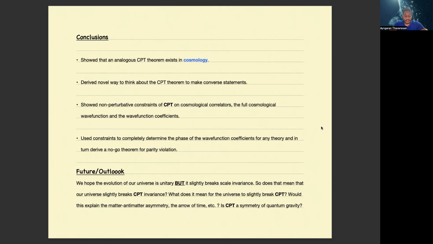And another question this leaves us with is CPT asymmetry of quantum gravity. And some of my upcoming work on this front in holography seems to suggest that this is true.